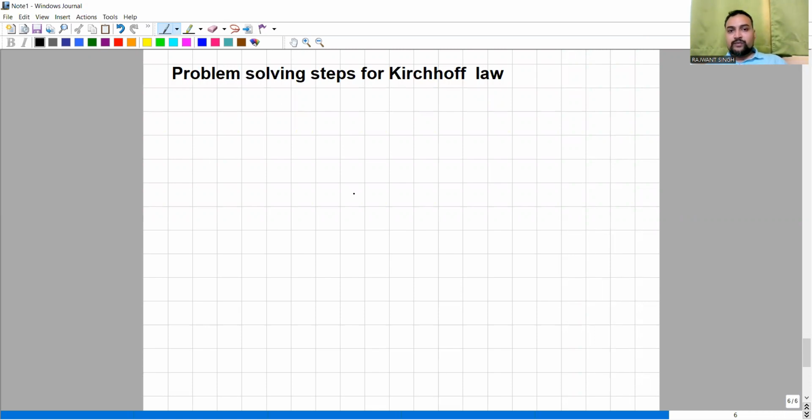Problem solving steps for Kirchhoff's law. Now, when you get a Kirchhoff's law problem, there is certain information given in the problem sometimes, and sometimes it is not given. Okay, and that is what becomes confusing. So what are the pieces of information that a problem may give you or may not give you? So the first thing is the direction of current.